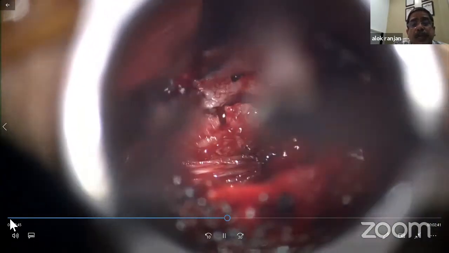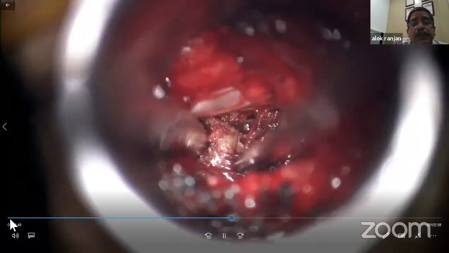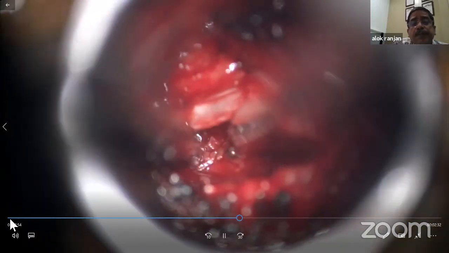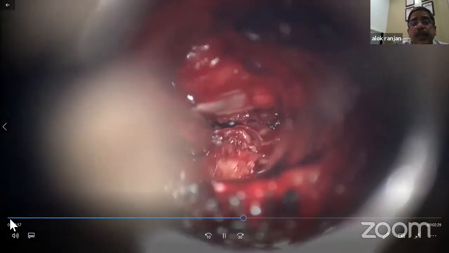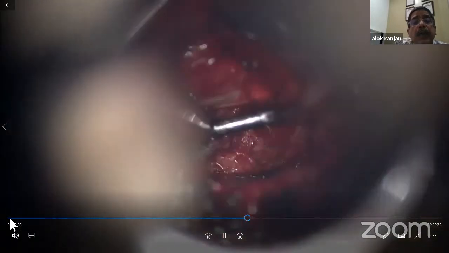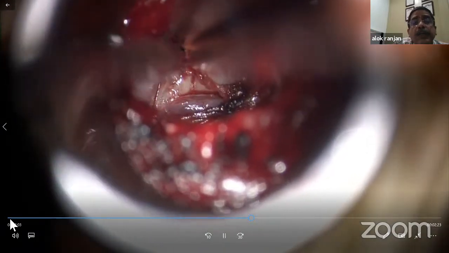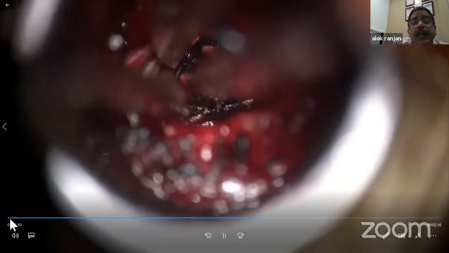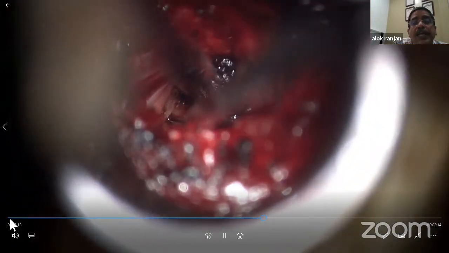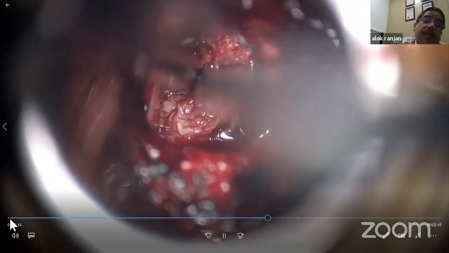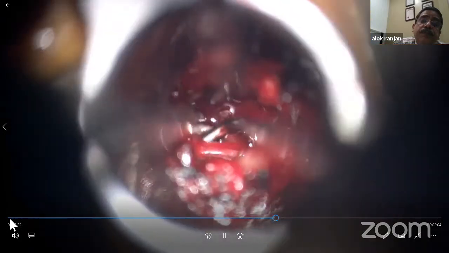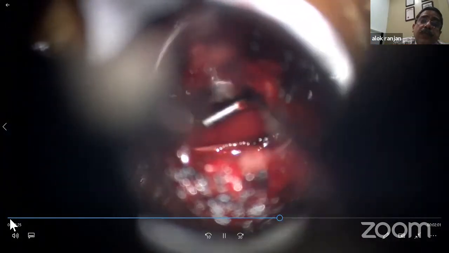Some bleeding comes. If you have a good, decent bleeding, it means you have decompressed the nerve root. We are trying to use a dissector. You can use the instrument of your choice. See the dilated vein there? That area, laterally, there is nothing. But the pedicle, this kind of bleeding can happen. Need not panic.